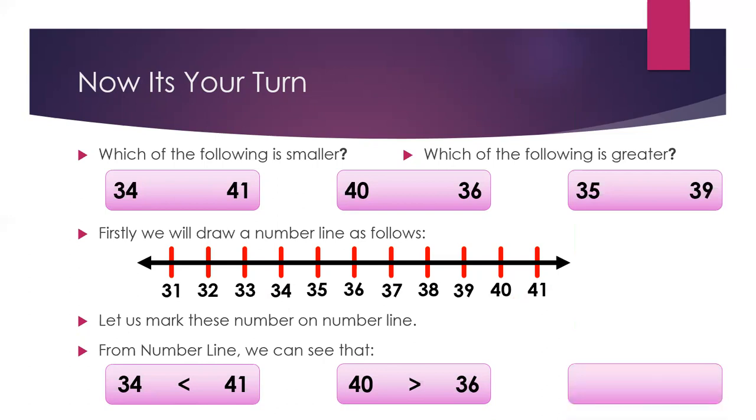Now let's take this third question. Here we have 35 and 39. Firstly, we mark these numbers on the number line. As 39 is towards the right of 35 on the number line, we can say that 39 is greater than 35. Or we can say that 35 is smaller than 39.